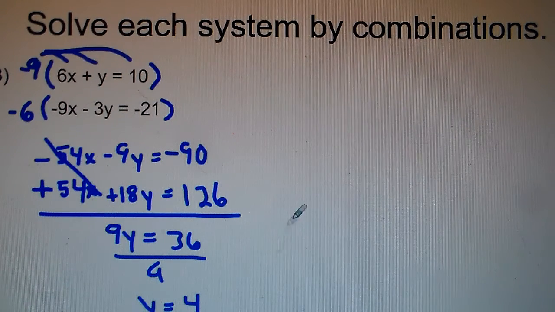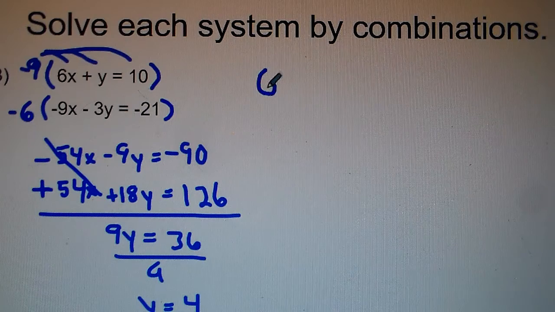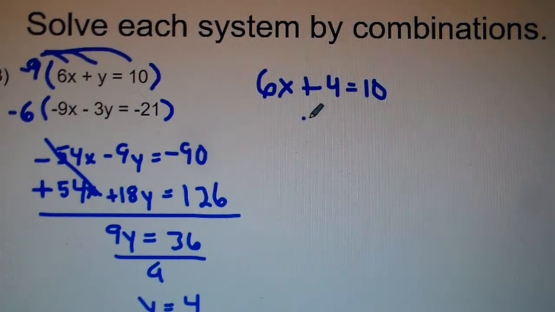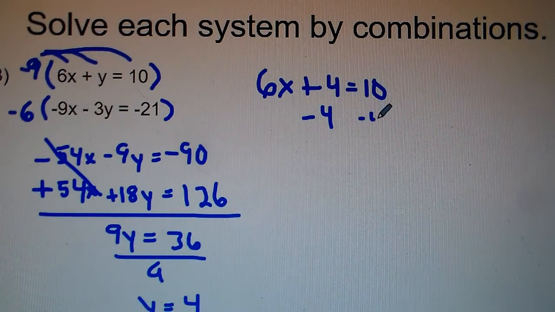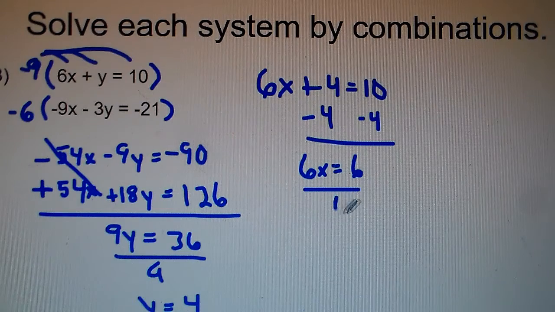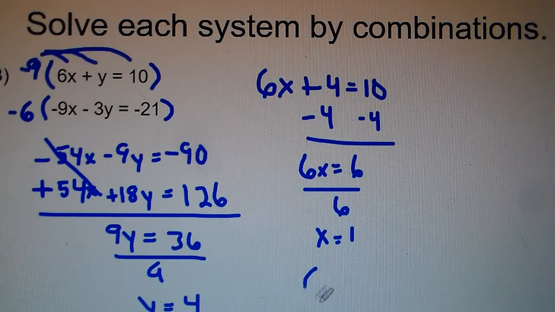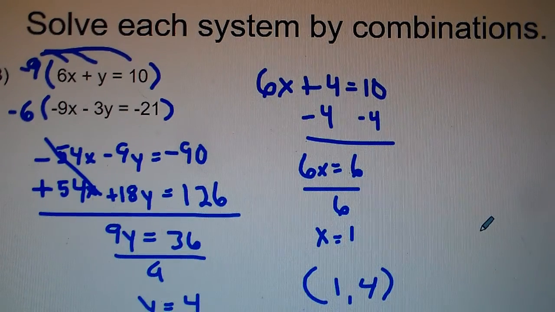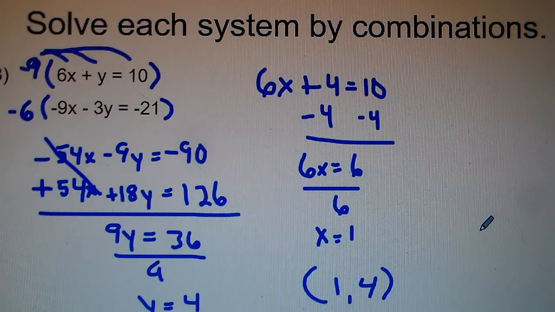Then we're going to substitute that 4 in for the y up top. So we have 6x plus, instead of y, we're going to write 4 equals 10. Subtract 4 from both sides. So we get 6x equals 6. Divide by 6 to both sides, and we get x equals 1. So our coordinate is 1, 4. That's our solution to the systems.